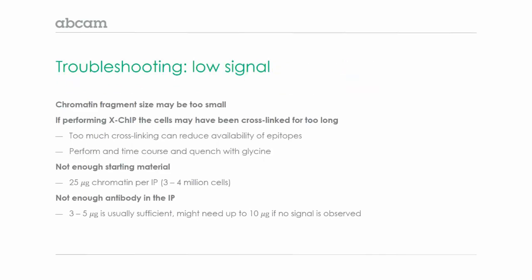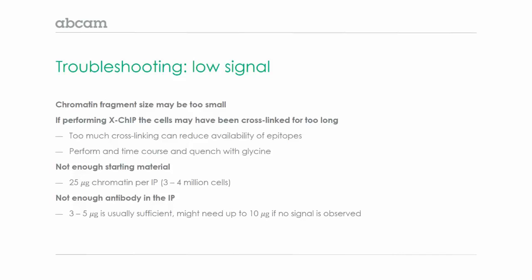What if you're getting low or no signal? Well, lots of things could be wrong. The DNA fragment size could be too small, so make sure you run your fragments on a gel to see if they're the correct size. If you're performing cross-linking ChIP, the cells may have been cross-linked for too long, which can reduce the availability of epitopes, so be sure to perform a time course and quench with glycine.